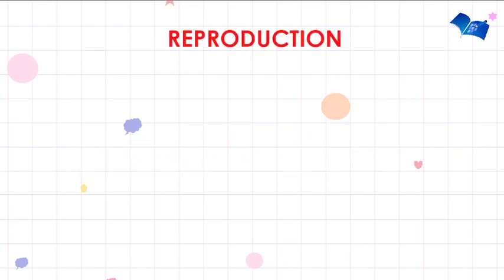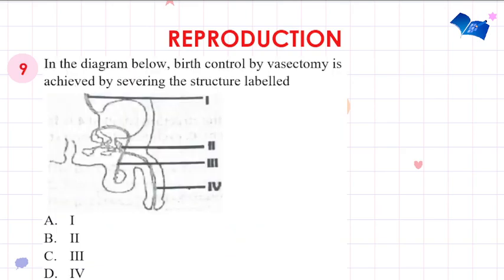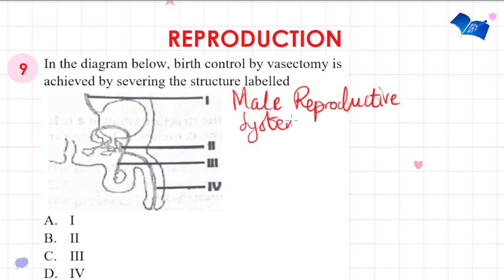The next two questions are going to come from the topic reproduction. So question 9: in the diagram below, birth control by vasectomy is achieved by severing the structure labeled I, II, III, and IV. And the structure here we can see is the male reproductive system.